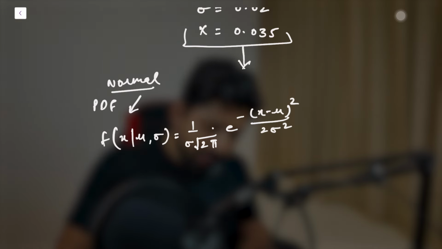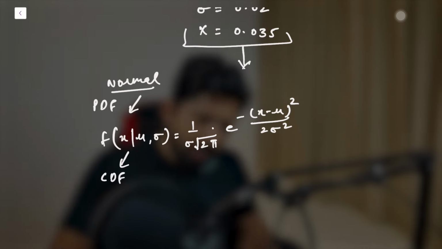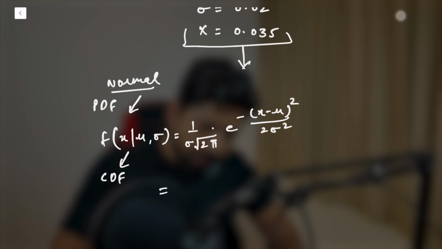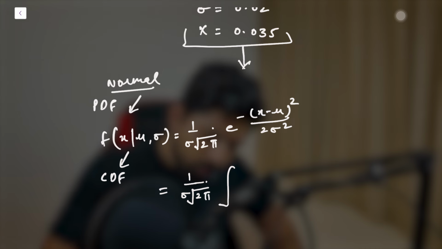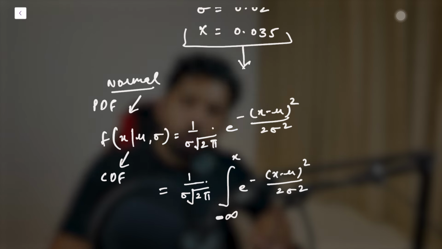And similarly, the CDF of this will be, we know that CDF is the area under the curve, right? And area we can find with the help of integration, right? So you can simply write 1 over 2 pi, integral from minus infinity to x of e to the power of (x minus mu) squared. So we can do it with this also, right?